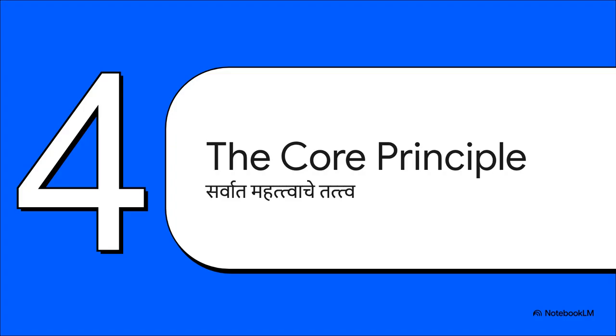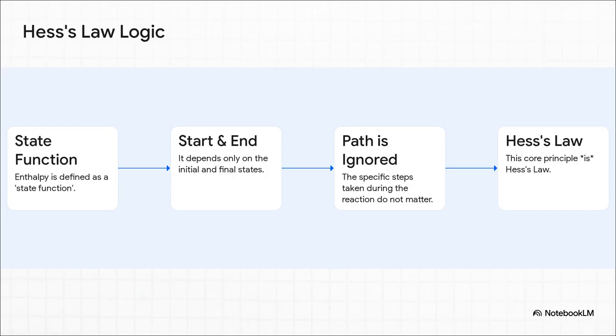Okay, let's pull all these pieces together. Let's look at the core logic, the most important principle that makes this whole thing tick. The logic flows in a simple four-step chain. It starts with a basic scientific fact. Enthalpy is a state function. Because of that, its change only depends on where you start and where you end. Therefore, the path you take is irrelevant. And that conclusion, well, that is Hess's law. You can see how each idea just flows right into the next.